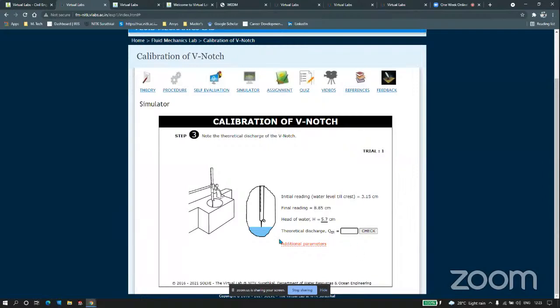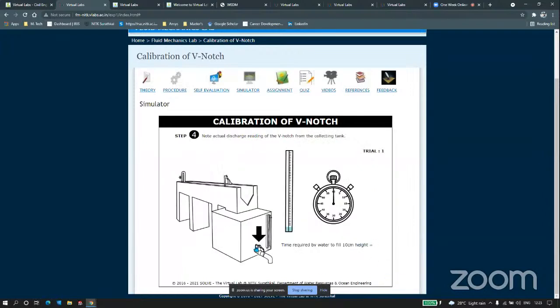And I have to calculate the theoretical discharge. The formula will be shown here itself if I hover over it. So I will enter some value. Again, I have 2 trials to get the correct value. Then the simulator will itself give me the value.